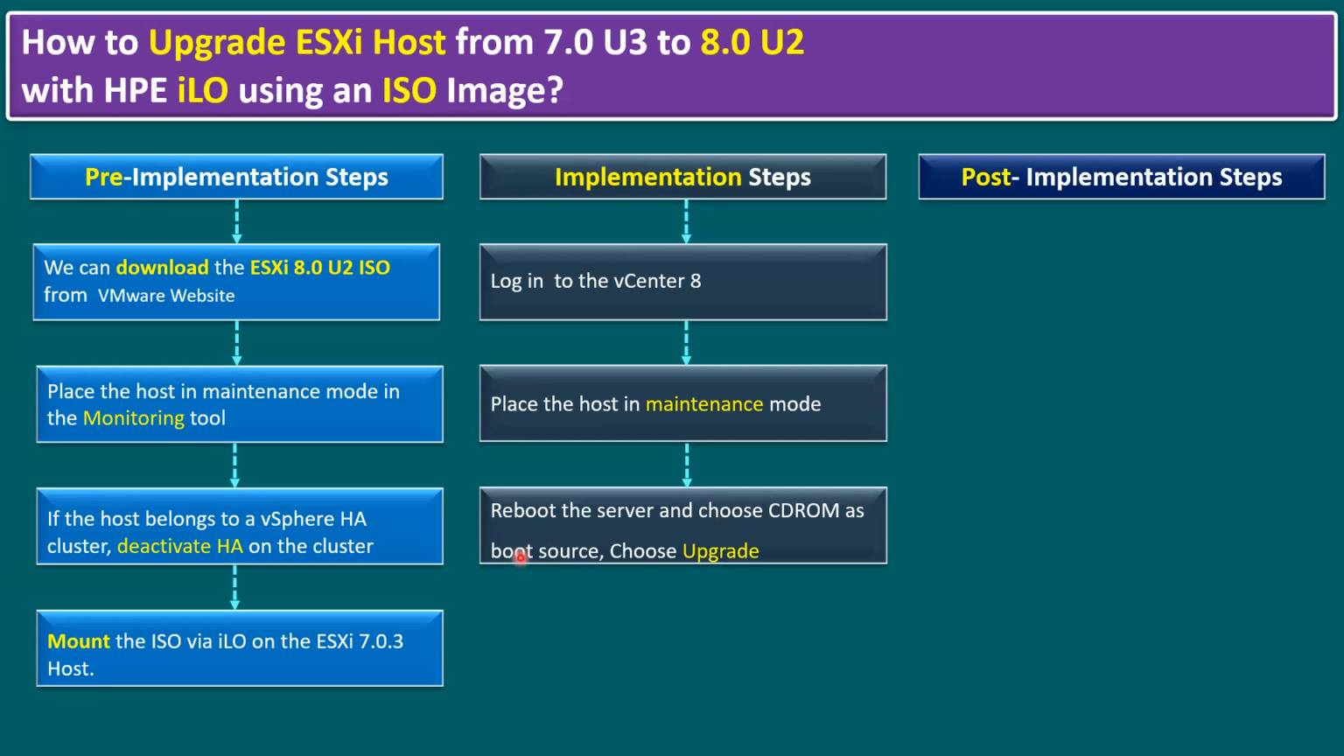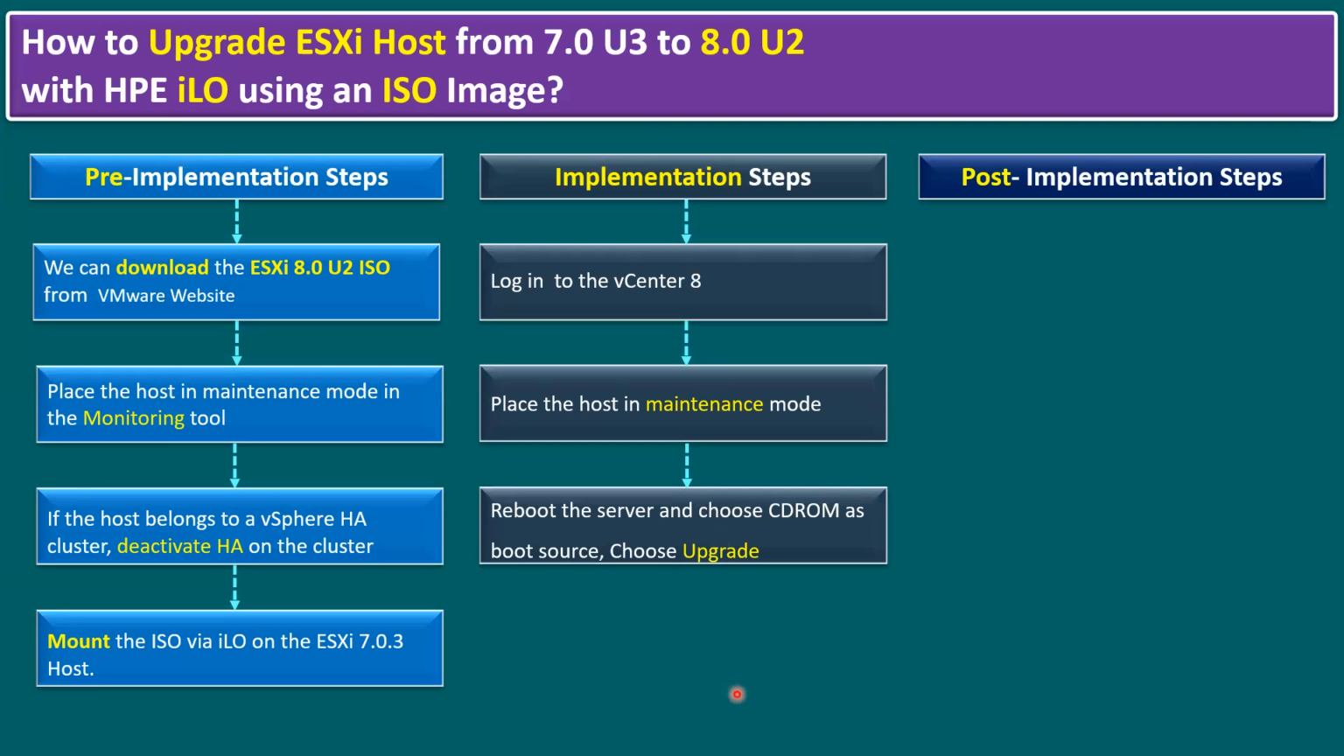So once we select the CD-ROM as the boot source, it will automatically start booting using the ESXi 8.0 update 2 ISO. So during the booting from ESXi 8.0, there are two options, install and upgrade. So we recommend to choose the upgrade option. When you choose upgrade, it will start upgrading from 7.0 update 3 to 8.0 update 2.